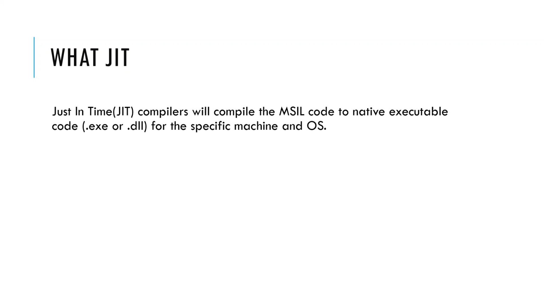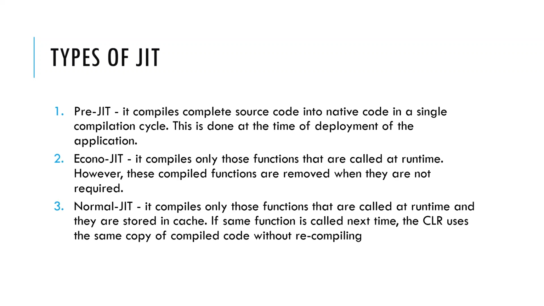The Just-In-Time compiler will compile the MSIL code into native executable code, either EXE or DLL, for the specific machine and operating system. So what are the different types of JITs? We have pre-JIT, Econo-JIT, and normal JIT.